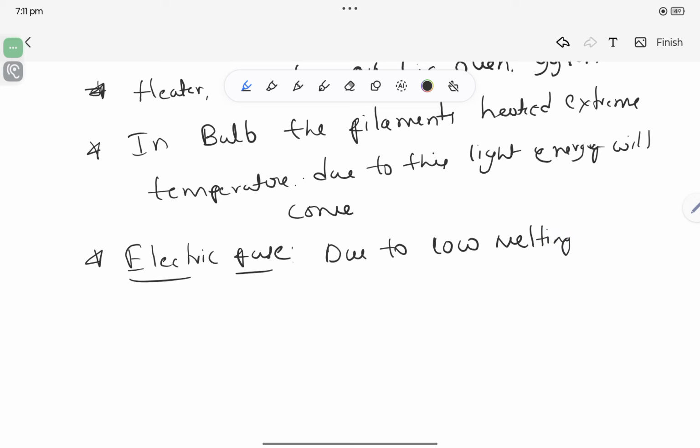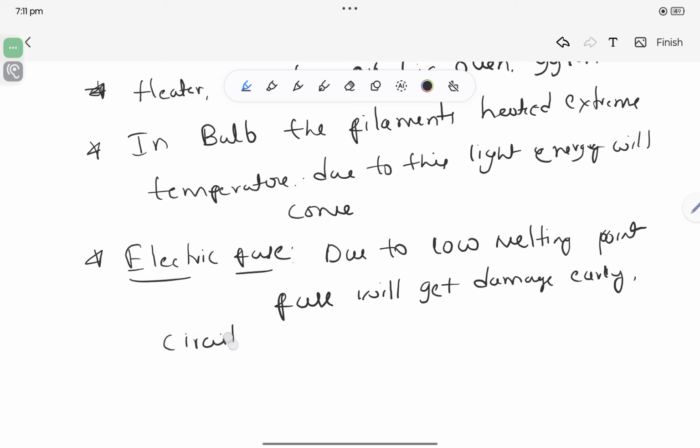Due to the low melting point, the fuse will get damaged early. The circuit will open, so the power supply current will not flow. So from this we can save other devices.